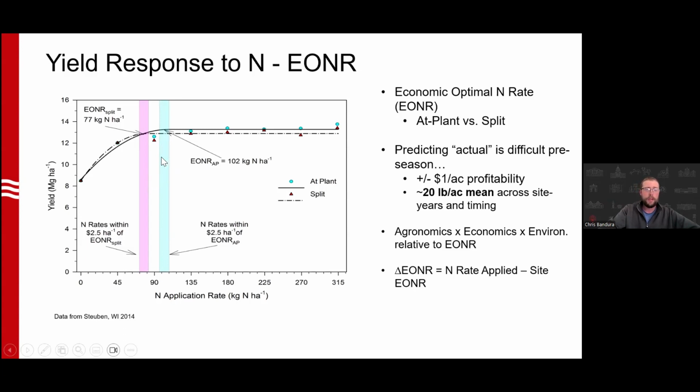So the average across all the sites and timings, the width of this gap or bar was about 20 pounds of nitrogen per acre. So we'll just kind of say that now. We'll bring that up later as we get a little deeper into this. So we did this 49 times 2. And now we're going to look at some agronomic, economic, and environmental metrics relative to these site EONRs for both timings.